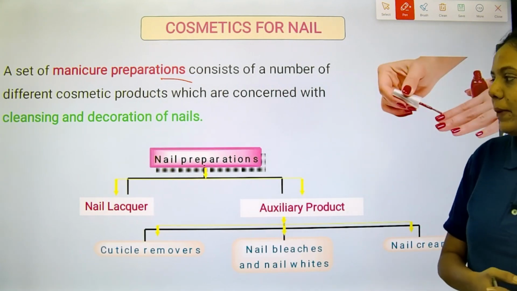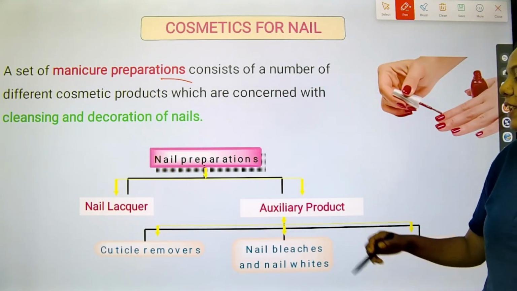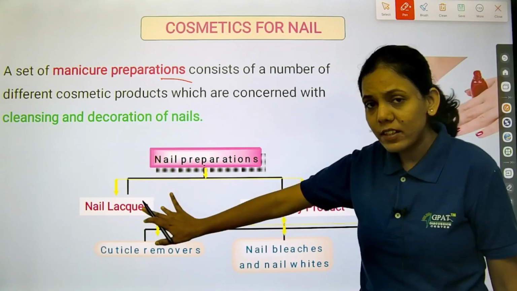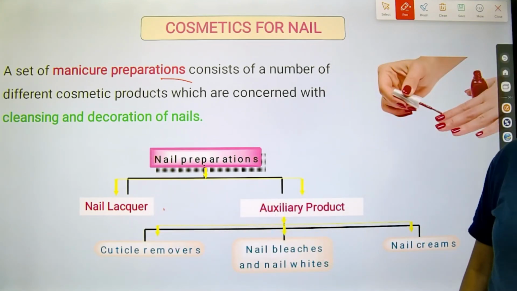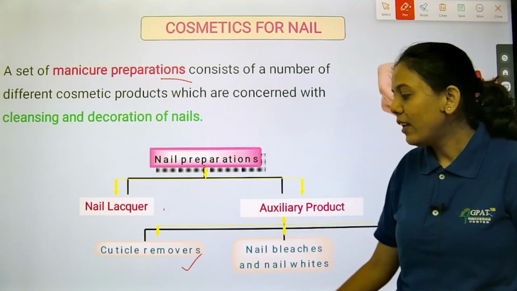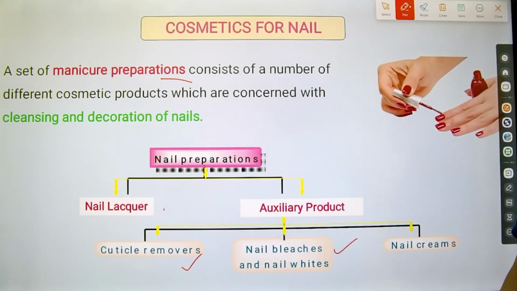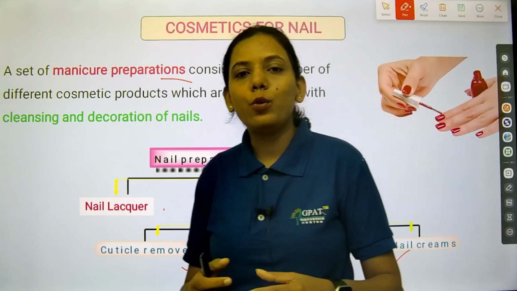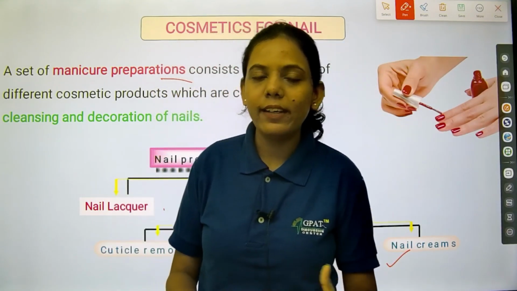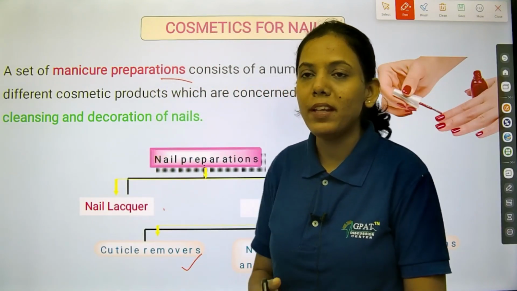As discussed, we have nail lacquers, and nail lacquers are nothing but nail polish or nail paints, and auxiliary products are cuticle removers, nail bleaches and nail whites. Nail creams are also there, to keep the nails soft and hydrated. There are various nail creams available in the market.